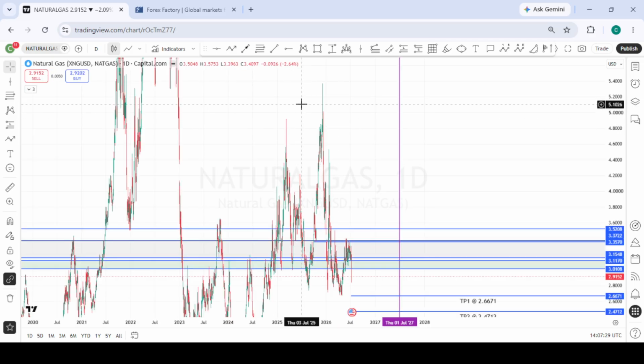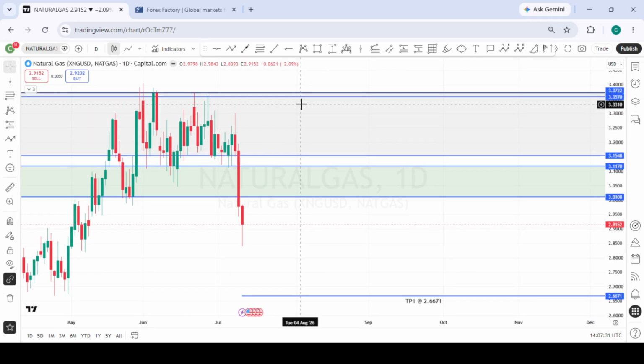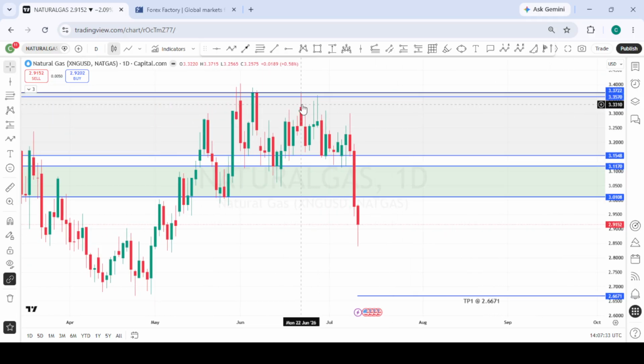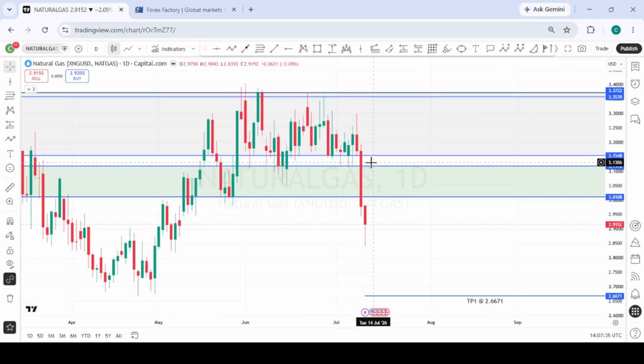This is natural gas. So for natural gas, last week we anticipated that price was going to break this daily structure here and give us a pullback for us to get an entry. Price rather pulled back and gave us a strong momentum, so we couldn't catch this move all the way down. So going into next week, all we are waiting for is to see a possible pullback to hit this area of interest. Then we'll take ourselves from there to the downside.